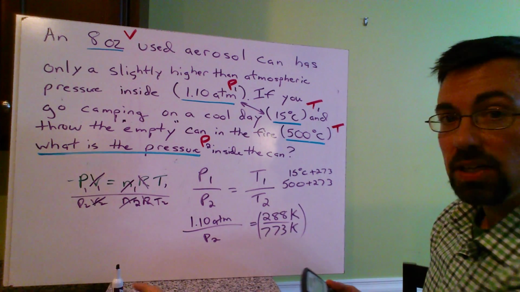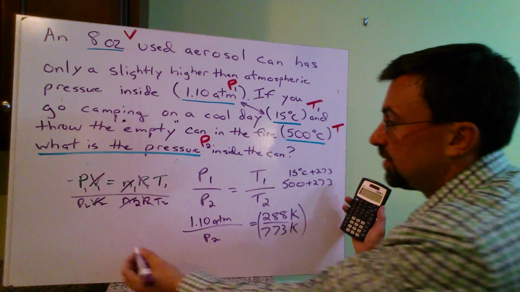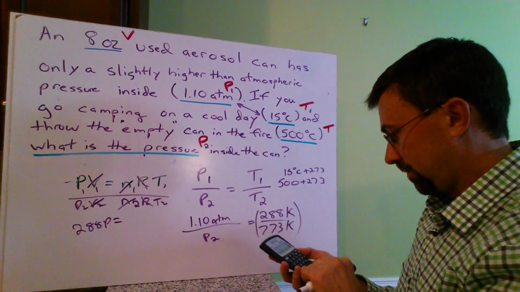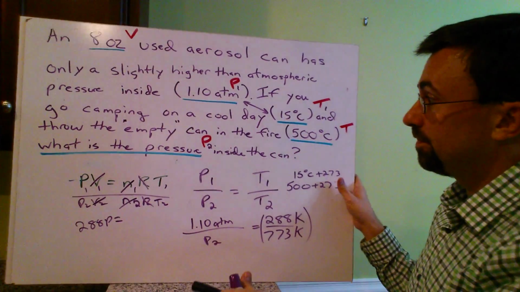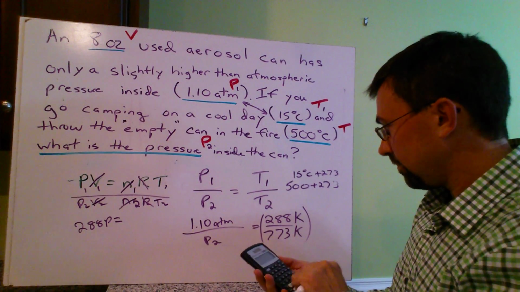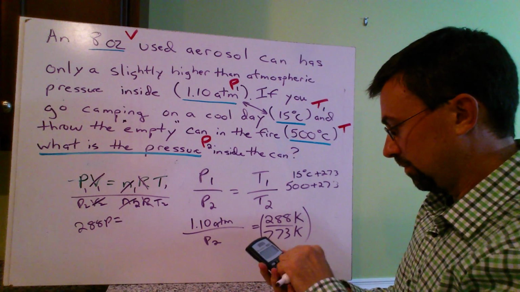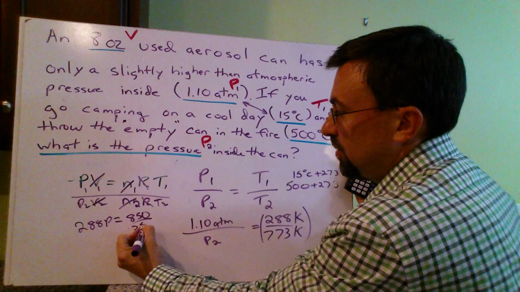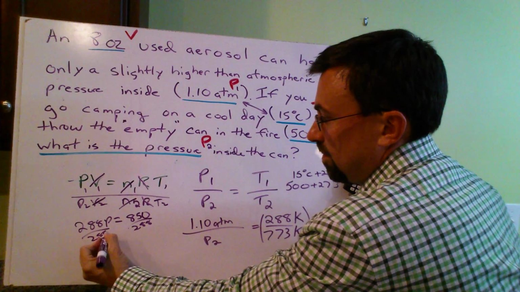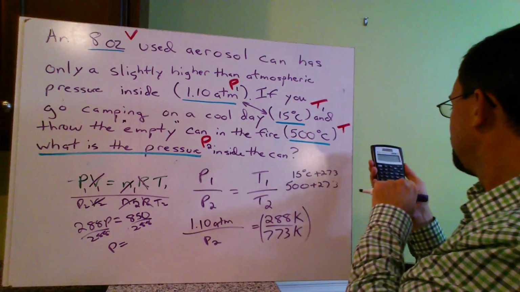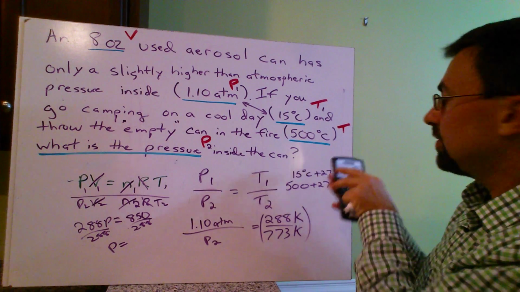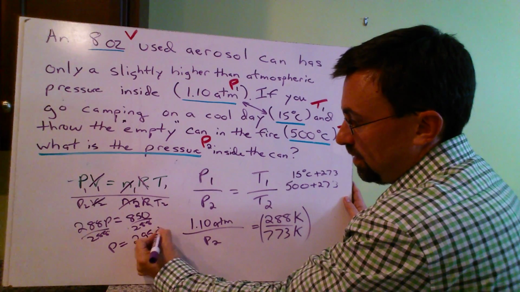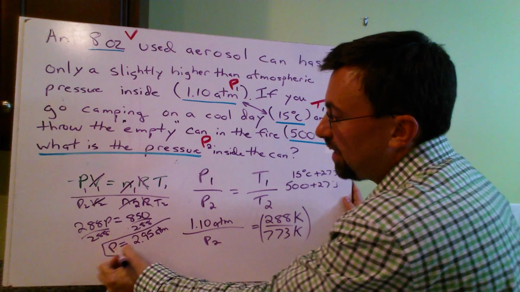But when we calculate this pressure, I would cross multiply. So I would get 288P equals 850. Divide both sides by 288. And we get our new pressure of 2.95 atmospheres.